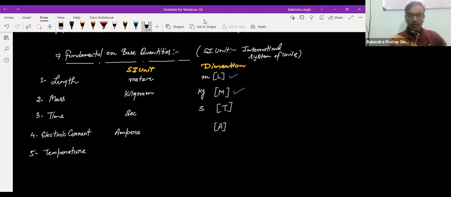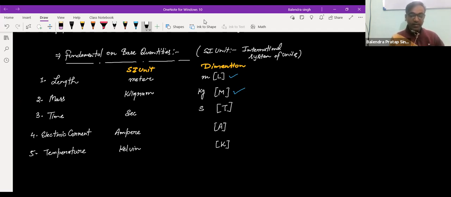Temperature. Okay, and the SI unit is Kelvin, and the dimensional representation is capital K. So these are basically the fundamental units which you generally use in your 11th class. Electric current you will use mostly in your 12th, but length, mass, time, and temperature you use in your 11th class. Mostly all the equations you will see, these quantities will come very usually.